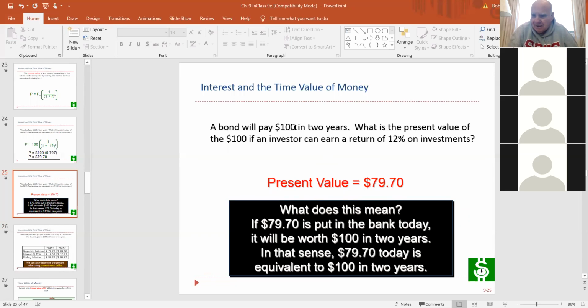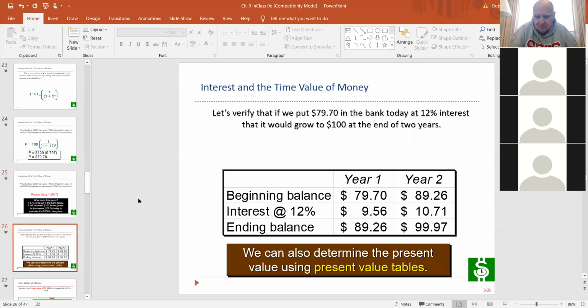We would not pay them back $100. We'd only pay them $79.70. In other words, if $79.70 is put in the bank today, it will be worth $100 in 2 years. In that sense, the present value, $79.70, equals $100 in 2 years.